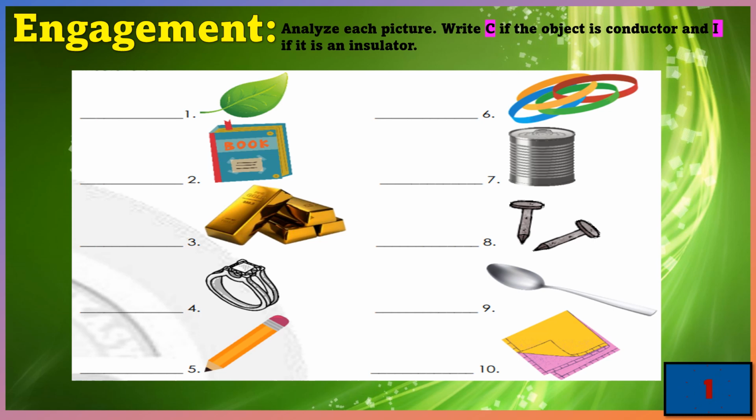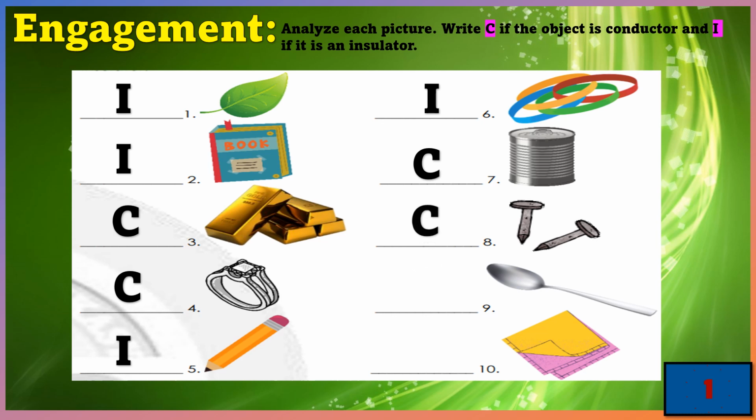Okay, so let us now answer number 1. So the answer is I, insulator. Number 2, I. Number 3, C, conductor. Number 4, C. Number 5, I. Number 6, I. Number 7, C. Number 8, C. Number 9, C. And number 10, letter I.